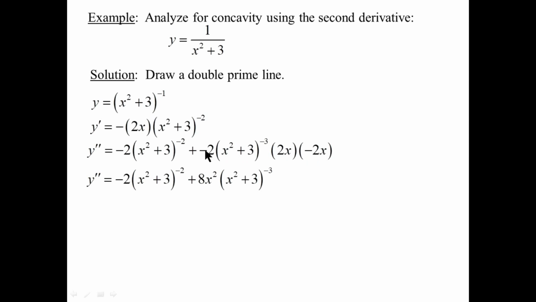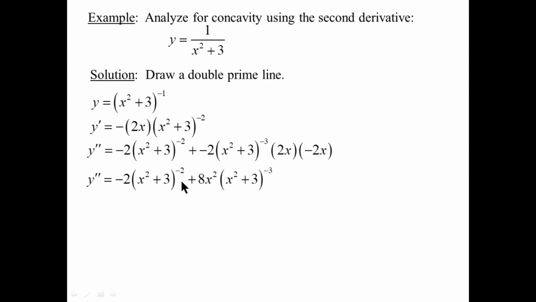This term here is all multiplied. So it's a negative times a negative, which is a positive, and 2 times 2 times 2 is 8, and that x times that x makes x squared. So tidied up, it looks a little more tidy. Now we have to set it equal to 0 and solve it. That's how we're going to draw a double prime line.